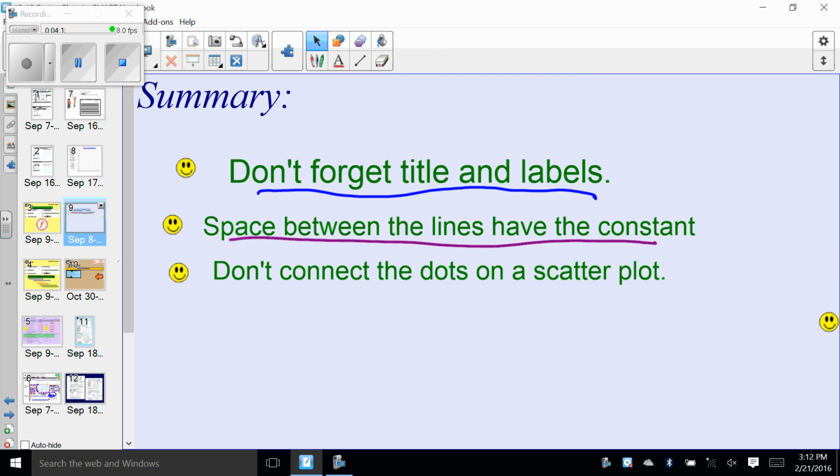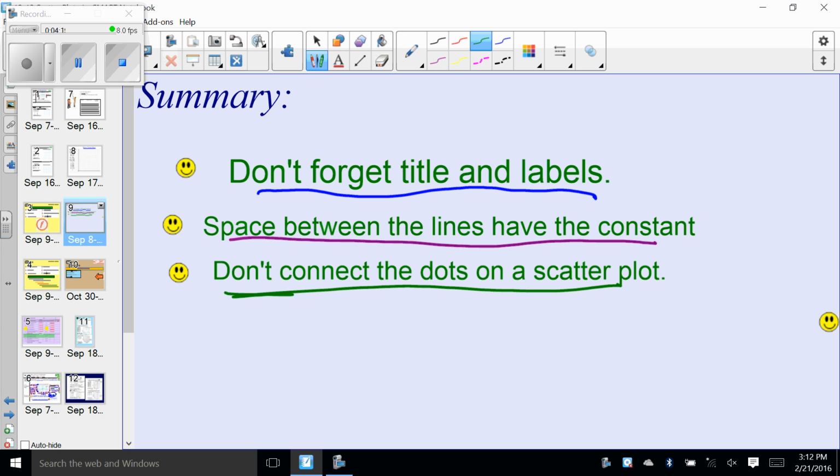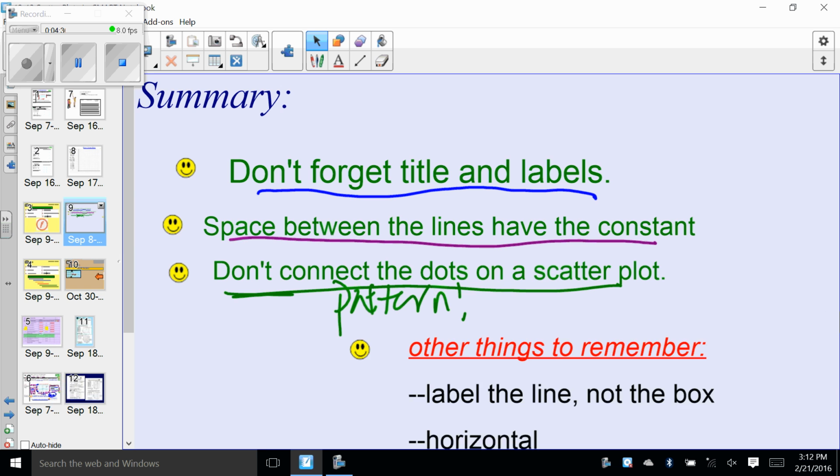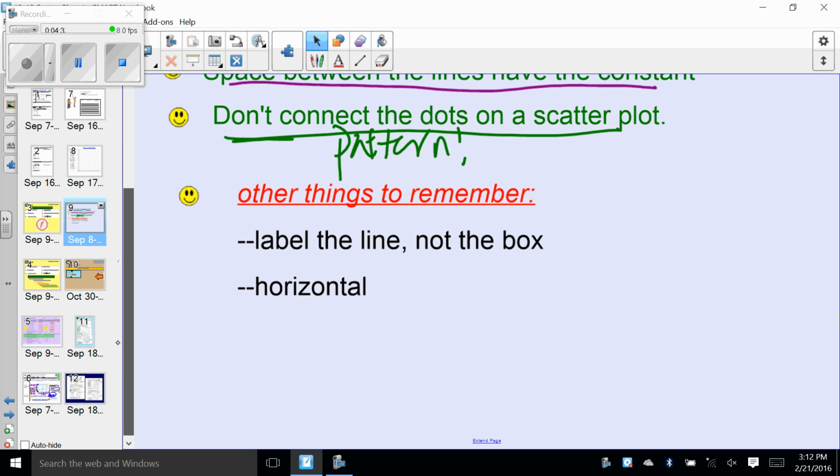And don't forget, do not connect the dots on a scatter plot. They are scattered on purpose. We're looking for a pattern. Looking for a pattern. And then finally, remember that you label the line, not the box. So make sure that you're putting the numbers on the line.